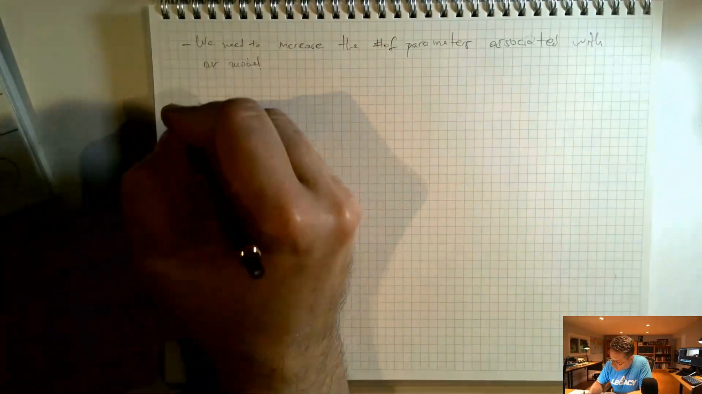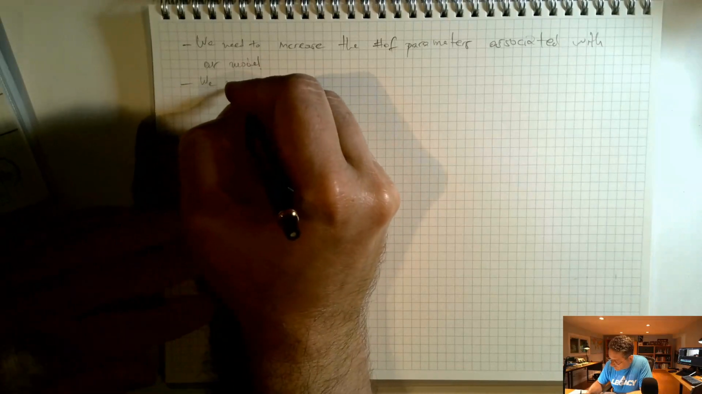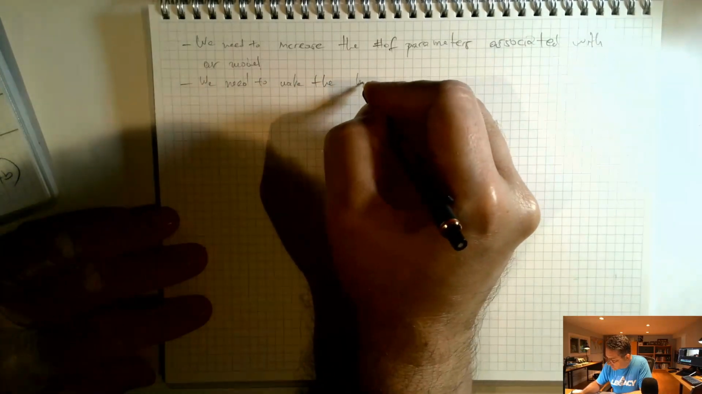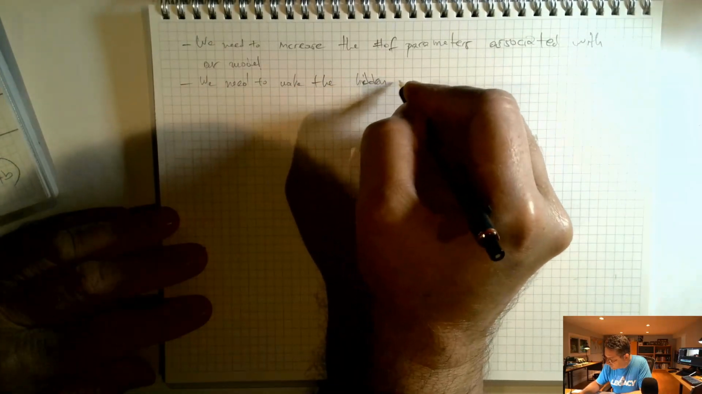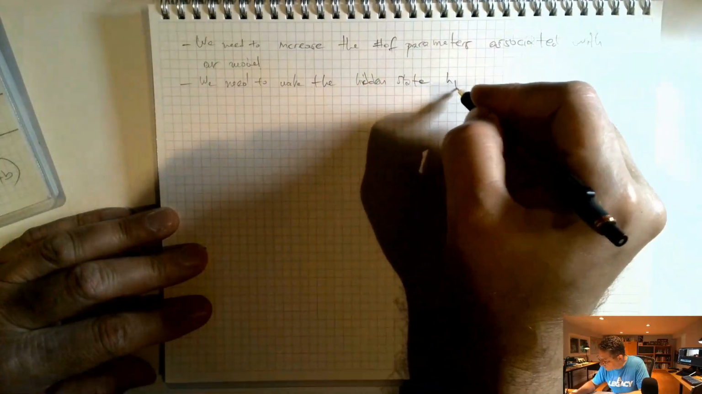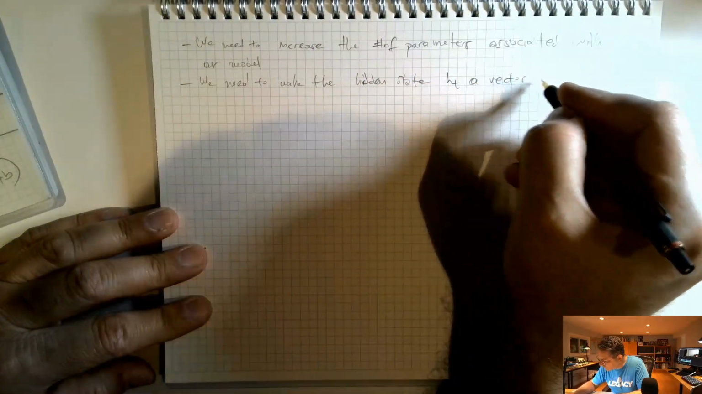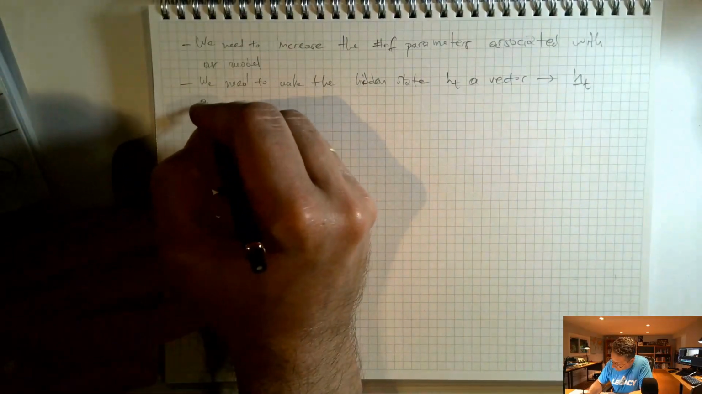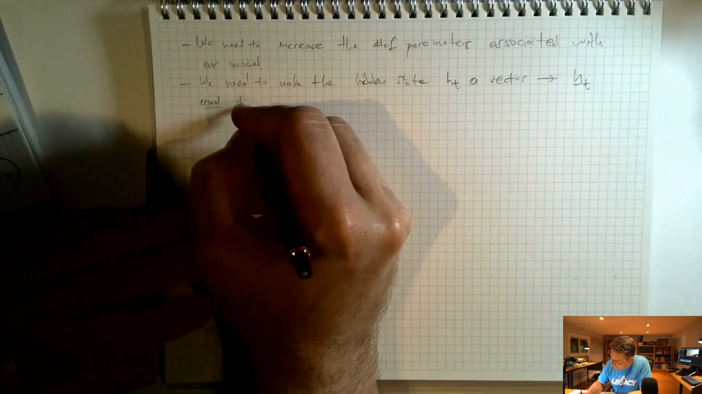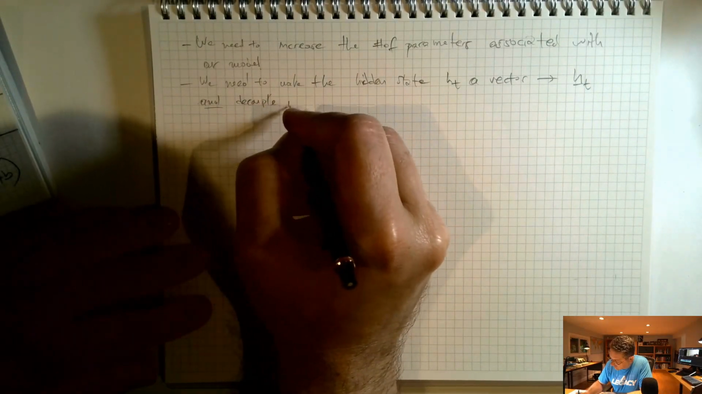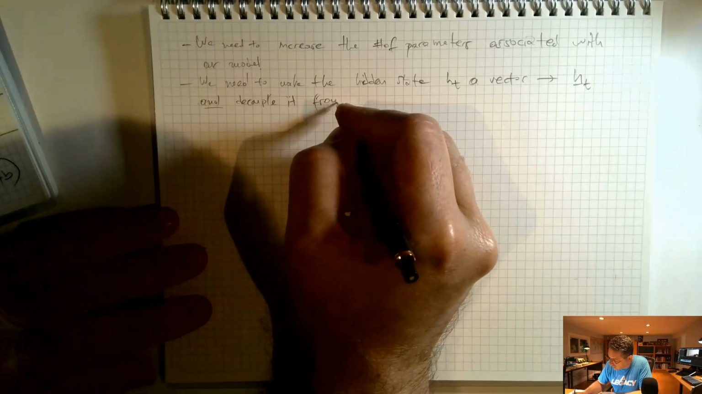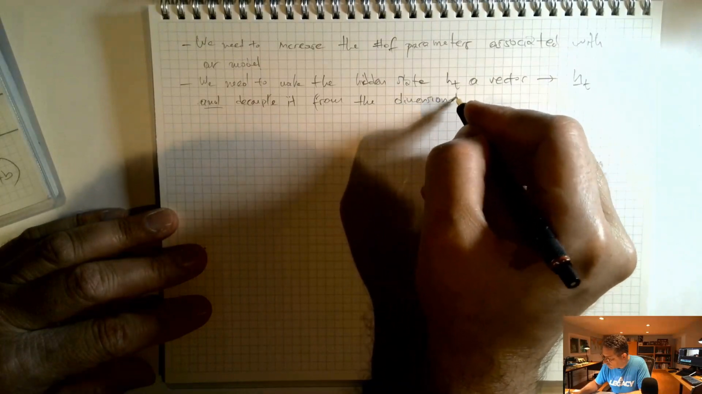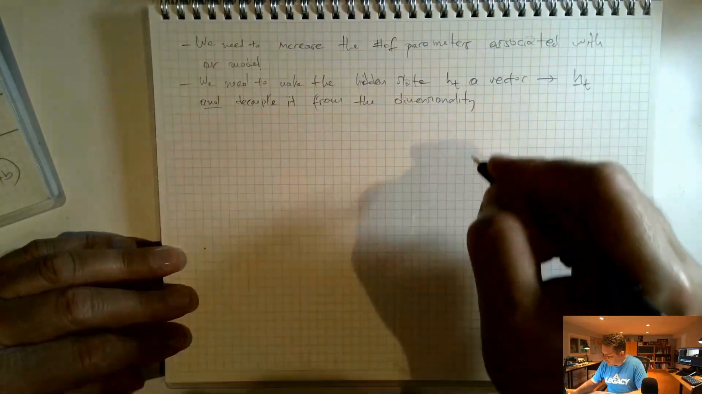That's one thing. Secondly, we need to make the hidden state, let me call it hidden state, h of t, a vector, therefore h underbar of t, and decouple it from the dimensionality of the target variable.